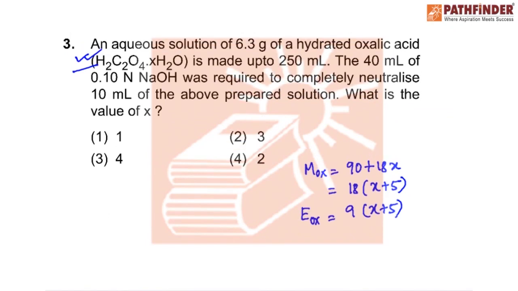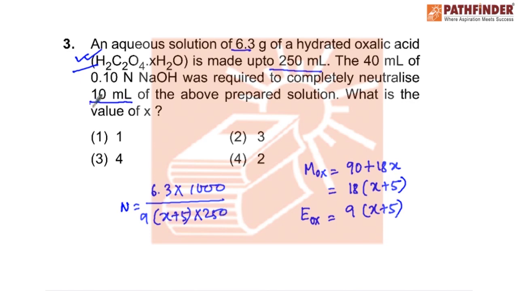So now you can easily find out the normality of this oxalic acid solution. So the mass given 6.3, times 1000 divided by 9 into X plus 5, into the volume of the solution prepared, which was 250. So we keep it like this. Now this is the normal strength, and from this solution we have taken 10 ml. As we know that V1N1 is equal to V2N2. Can you follow? So V1N1 equals V2N2.